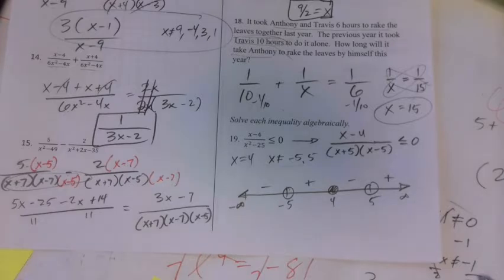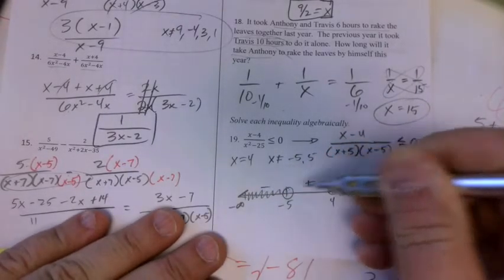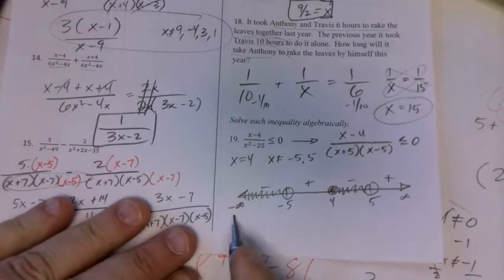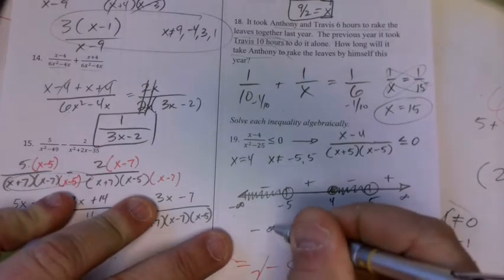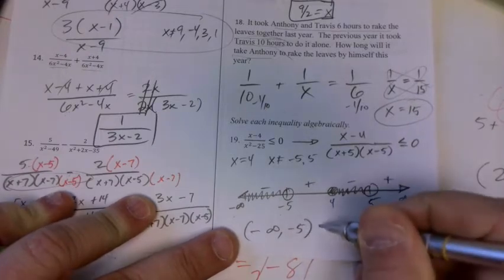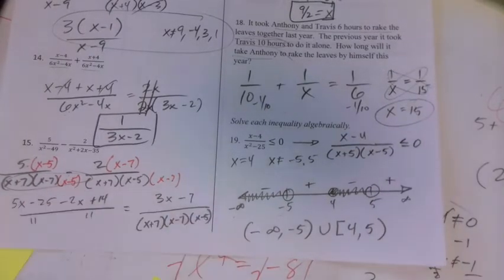If there's a multiplicity, test each one, okay? Because it could repeat. Now, I want to know where it's less than 0. That's negative. So there and there. And what I've described is negative infinity to negative 5 with parenthesis, and then union bracket on the 4 to 5 with a parenthesis. And that is that. Cool. Next page.